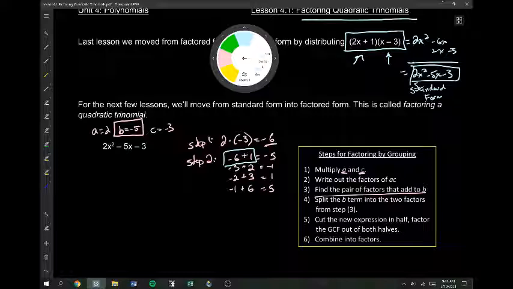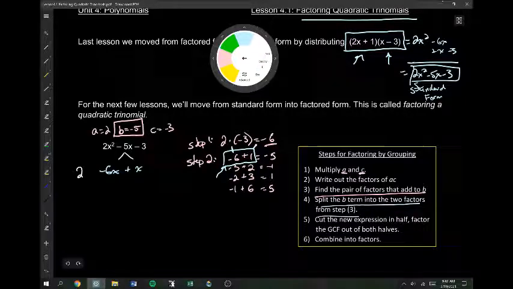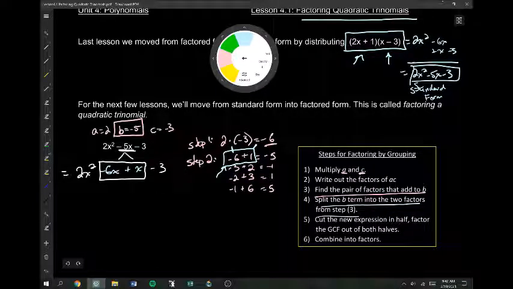Step 4 says, and this is the weird one, okay, so stay with me here. Step 4 says split the b term into the two factors from step 3. That means these two factors here. I'm going to take this negative 5x, which is my b term, and turn it into negative 6x plus 1x. The 2x squared stays there, and the negative 3 stays there, but the b term got changed. Now you'll note, negative 6x plus 1x is the same as negative 5x, so I haven't actually changed the value of this expression at all. That's why I can still say they're equal to each other.